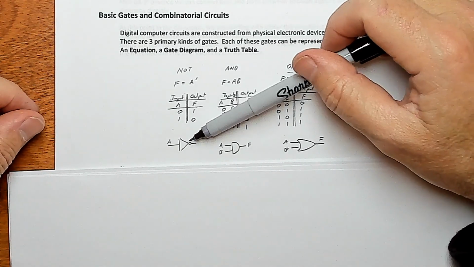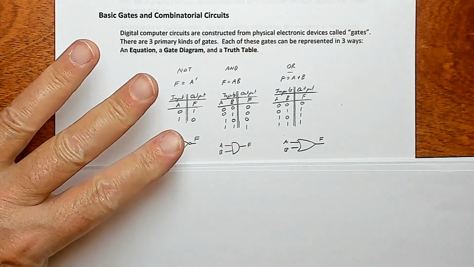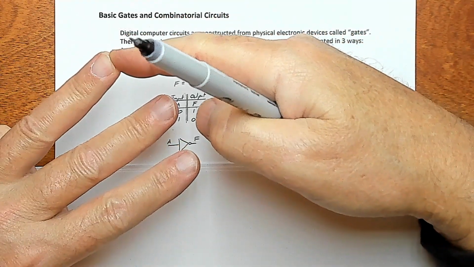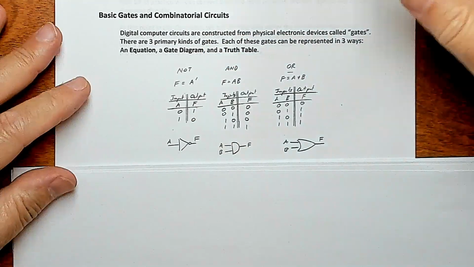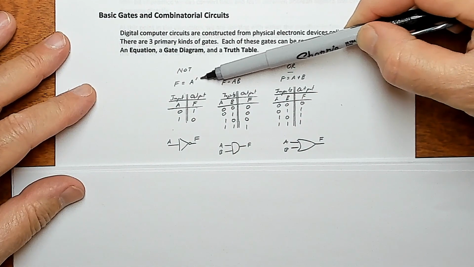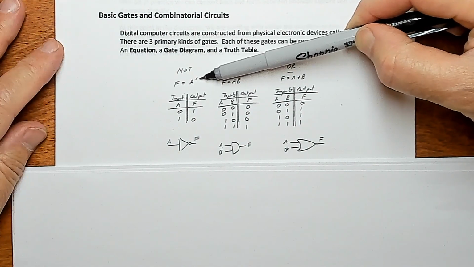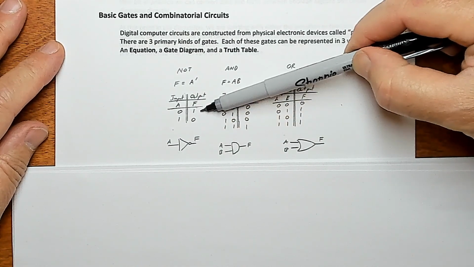These are our primary gates: AND, OR, and NOT. For any gate, you can represent it in three ways: as a gate diagram, as an algebraic expression, and as a truth table. So there's NOT, AND, OR. And here for NOT, here's the Boolean algebra representation. We use a little tick to indicate NOT. Here's the gate diagram, and then here's the truth table.